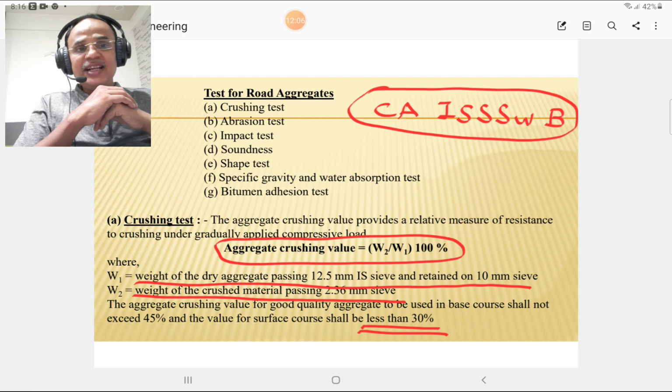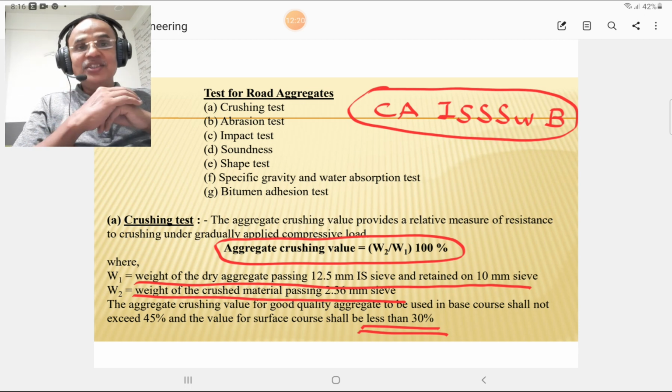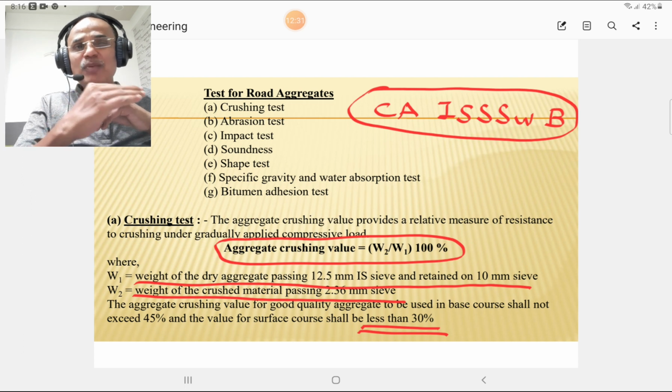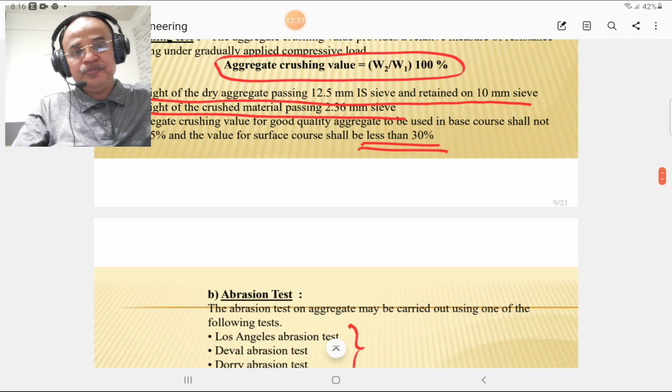The aggregate crushing value for good quality aggregate to be used for base course shall not exceed 45%, means it should not have more crushing than 45%, and for the surface course it should be less than 30%. For surface course crushing will be more, so the crushing value should be less, that is less than 30%, and for base course that value might be somewhat more and should not exceed 45%. So you must remember these values.